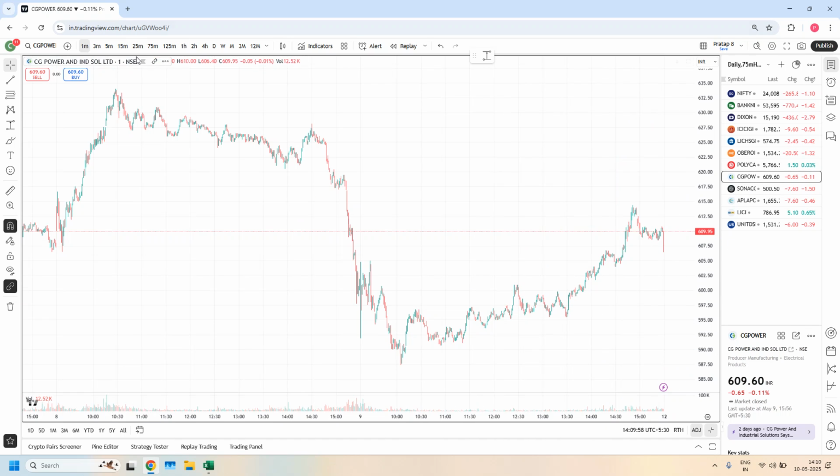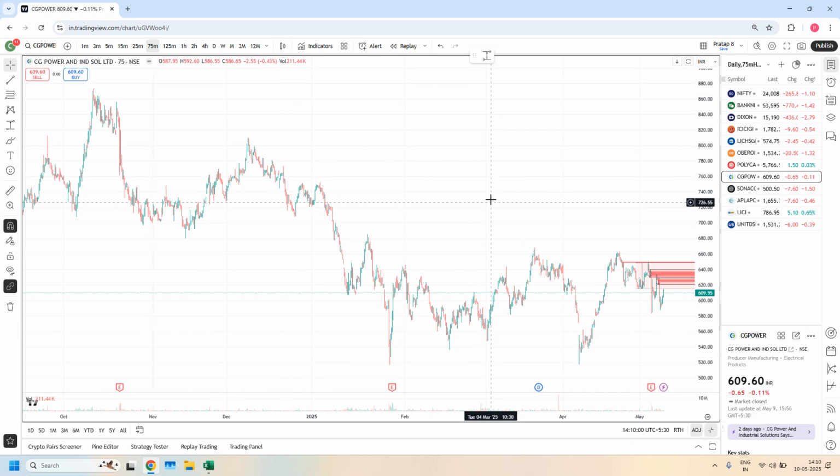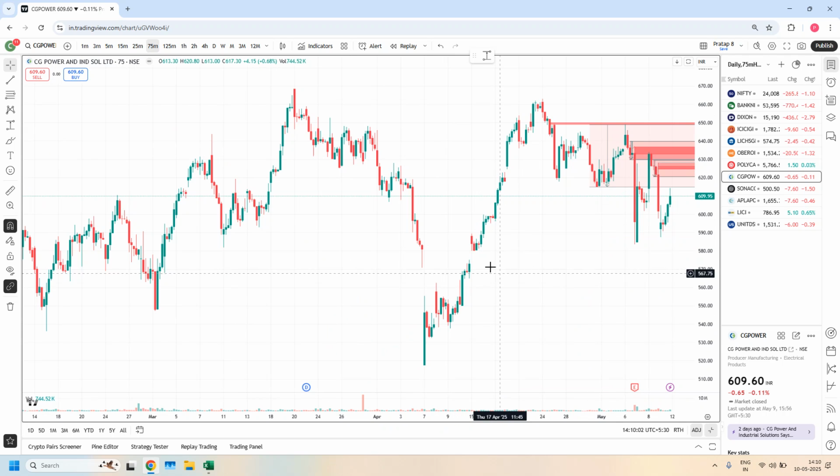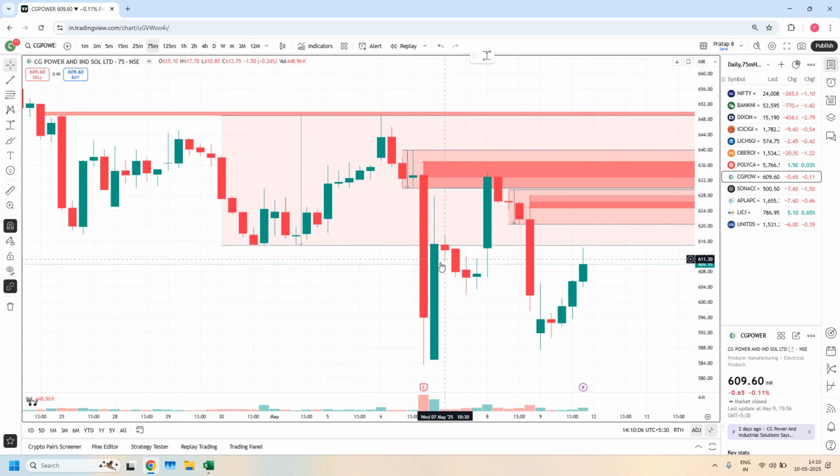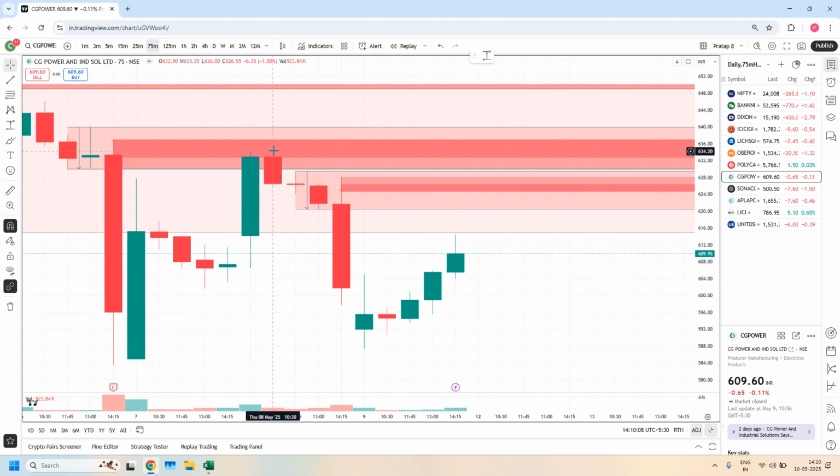CG Power. 75 minutes high liquidity supply zone. Already we discussed this. This is also the same case. Previously we missed this trade because of the risk management. A little above. Maybe on that day, maybe another 1 rupee it moved up, we would have got a trade. Not 1 rupee, maybe I think some paisa or something.